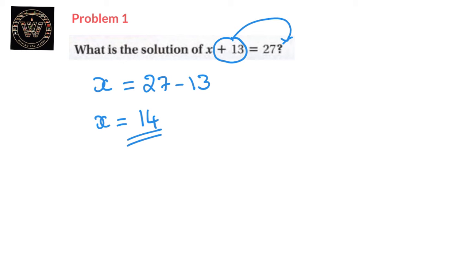Keep the variable alone on one side of the equal sign and move everything else onto the other side of the equal sign. Remember that when things move from one side to the other side of the equal sign, the sign changes. Plus becomes minus and minus becomes plus. Let's try a few more problems.